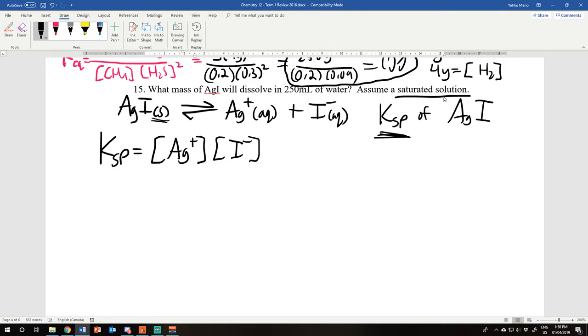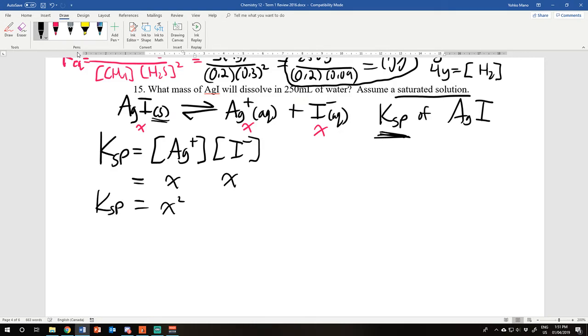Okay. Now, since we don't actually know how much silver iodide has dissolved, we can write the following. If I have some amount of silver iodide, that will dissolve into some amount of silver ions and some amount of iodide ions. So my equation here will just become KSP equals x times x. So this will be x squared. So whatever the KSP of silver iodide is, that'll equal x squared.